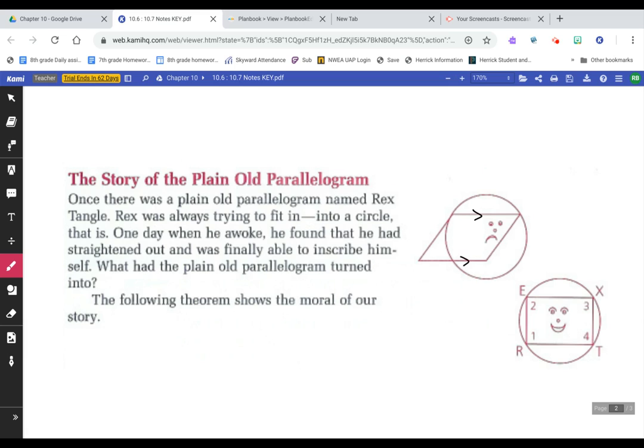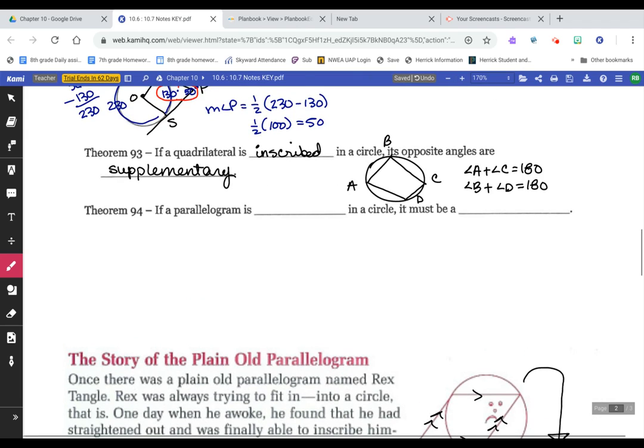So here we have a parallelogram, and it doesn't fit into a circle. But a parallelogram can fit into a circle only if it becomes a rectangle. And Rex turned out to be a rectangle. Get it? Rectangle. Okay. On to theorem 94. Theorem 94 states that if a parallelogram is inscribed in a circle, it must be a rectangle.